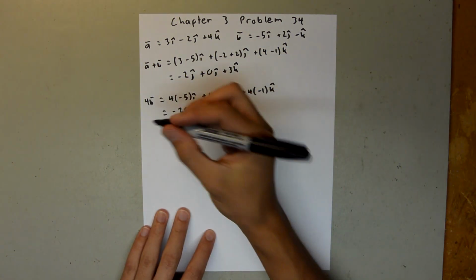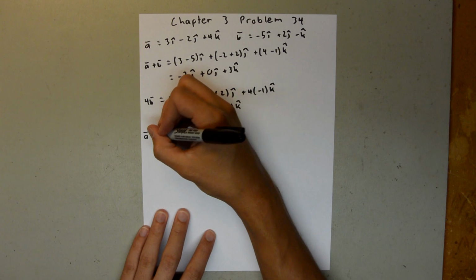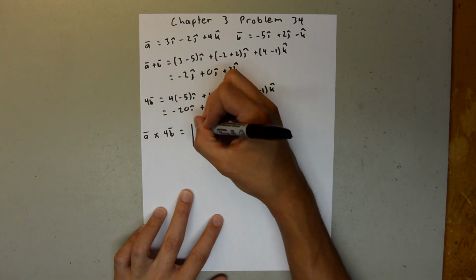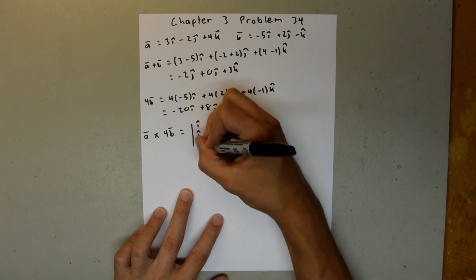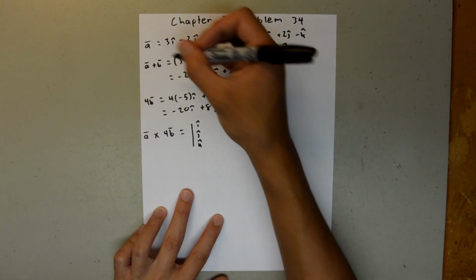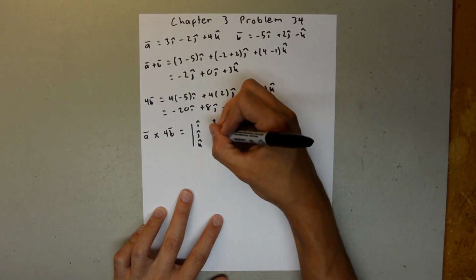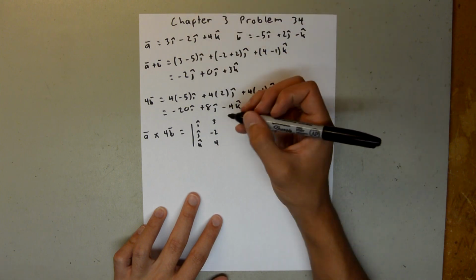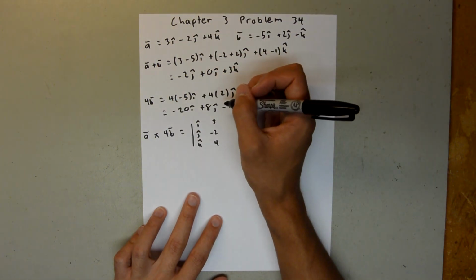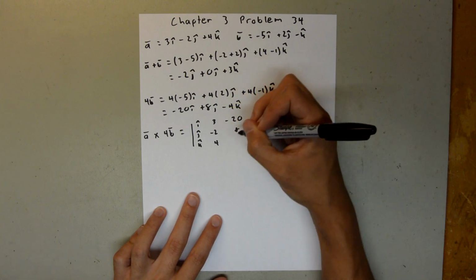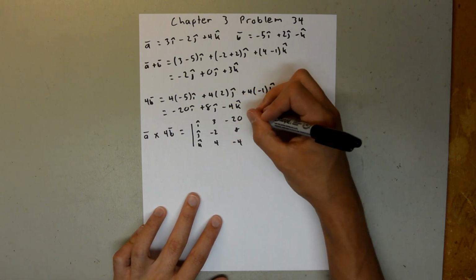And so now we need to compute A cross 4B, meaning we need to find the determinant of this matrix. So i, j, and k hat, A, which is 3, negative 2, 4. This is the coefficients of the vector components, and the coefficients of the vector components for 4B, which is negative 20, 8, and negative 4.